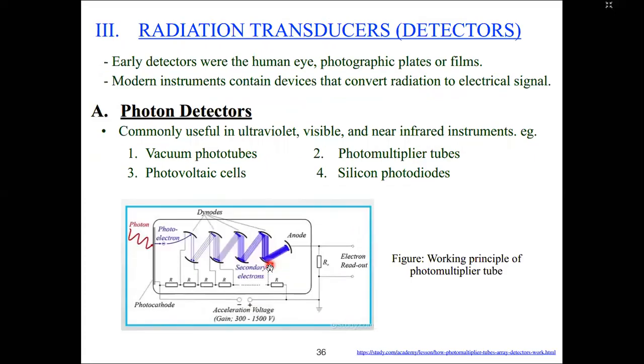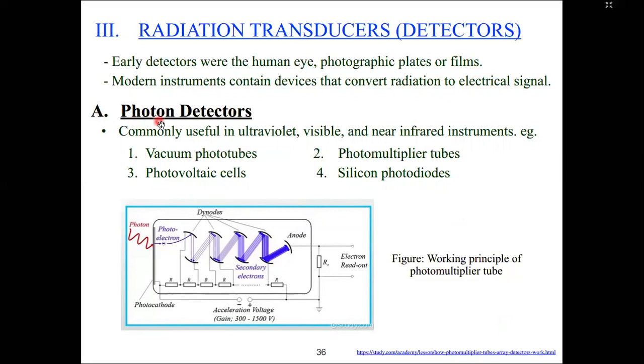Now we get into the detector. Earlier, your human eyes were used as a detector. But in current devices, modern instruments contain a device that converts radiation to an electrical signal. So you have radiation, which is electromagnetic radiation. That radiation is converted to an electrical signal, and this electrical signal is measured. Like I showed in previous slides, the radiation was converted into current, and that current is measured. Okay, let's see how it is done.